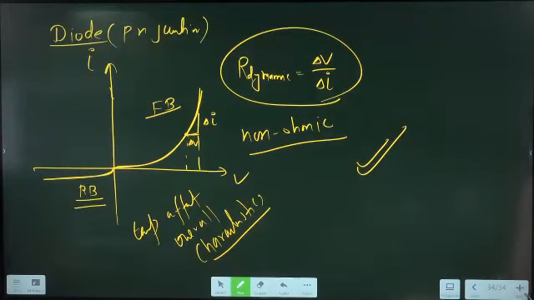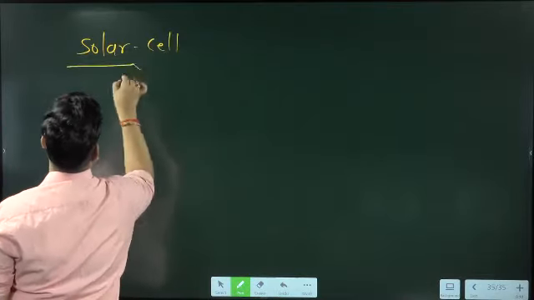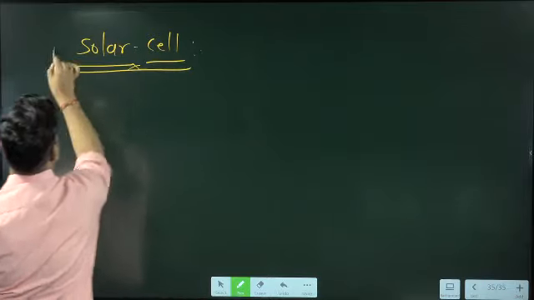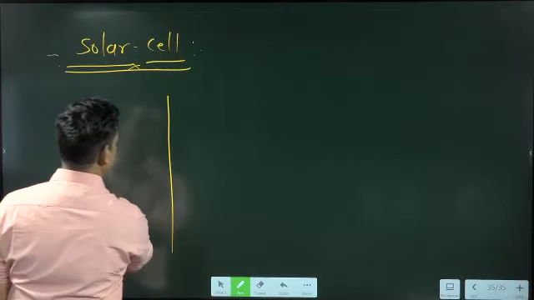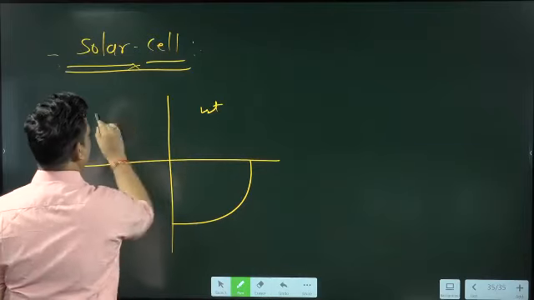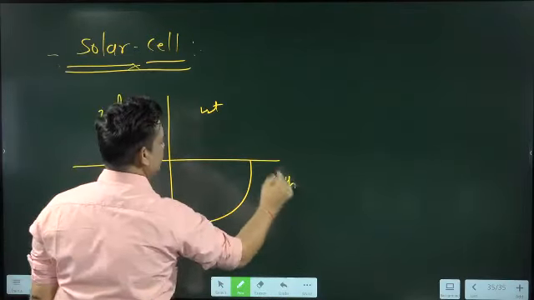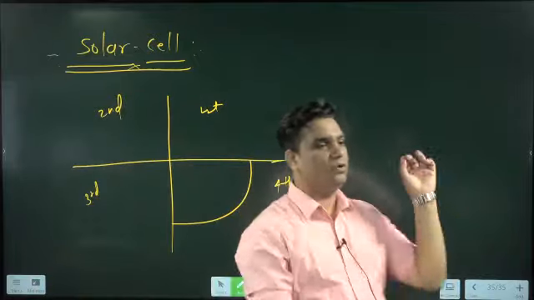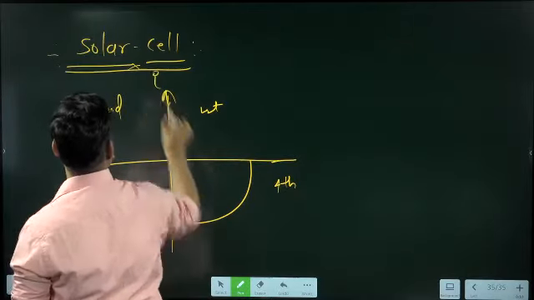Now we have the graphs of some next devices, and for these devices you have to remember the graphs. First device we have is the solar cell. I cannot go into detail of this. You already know what it will convert. Graph is most important in this one. Graph of this is here, this is the first quadrant, this is the second quadrant, this is the third quadrant, and this is the fourth quadrant. So graph of your solar cell is in the fourth quadrant. And what you have to remember, all the graphs are between I and V.